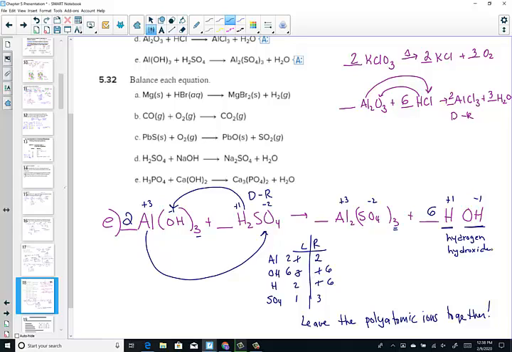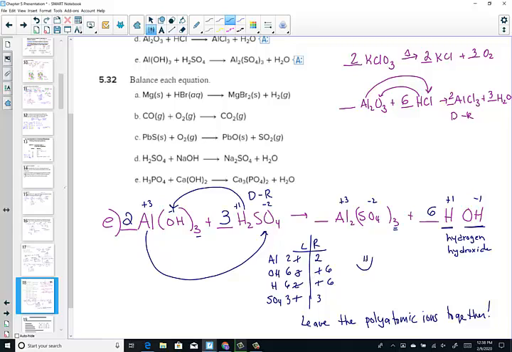Aluminum's working. OHs are working. Let's get the hydrogens to work. So we have 6 on the right. Let's try a 3 right here. Repair your T-chart. 3 times 2 is 6 hydrogens and 3 groups of sulfate, 3 units of SO4, and we've balanced the equation. 2 to 3 to 1 to 6 balances letter E from our first problem.